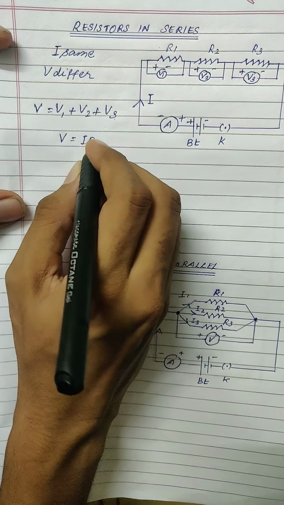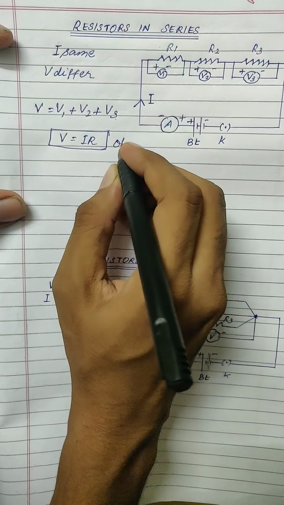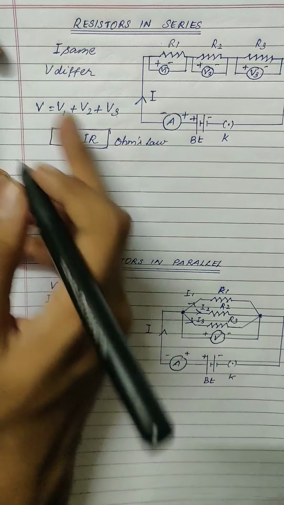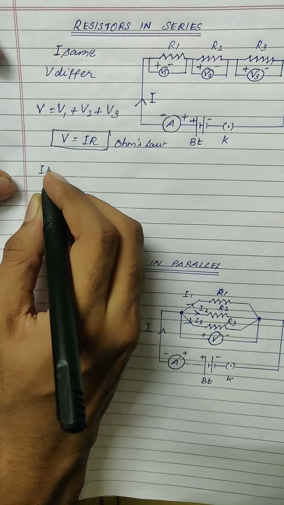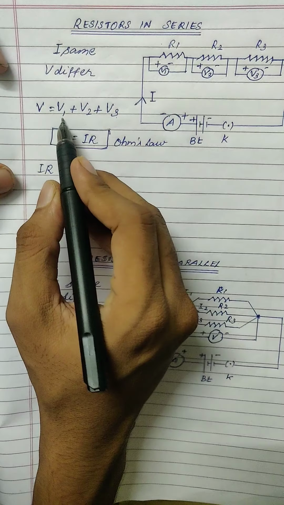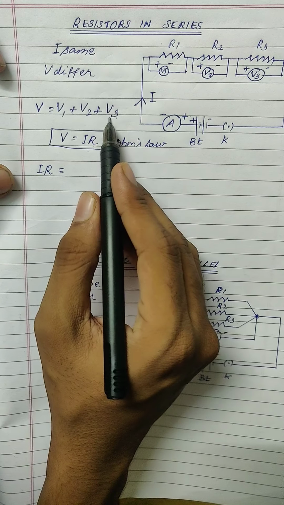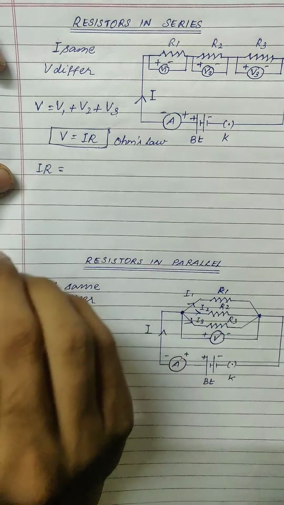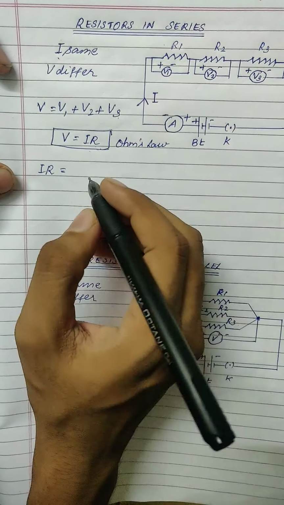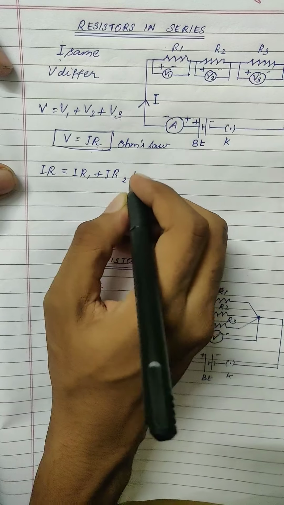According to Ohm's law, V is equal to IR. So this you should know. So on substitution, in this place of V we are getting IR. In place of V1 we should have I1 R1. In place of V2 we should have I2 R2. And in the place of V3 we should have I3 R3. But we are not going to use I1, I2, I3 because I is the same. So we are going to keep I as it is and we are just writing IR1 plus IR2 plus IR3.